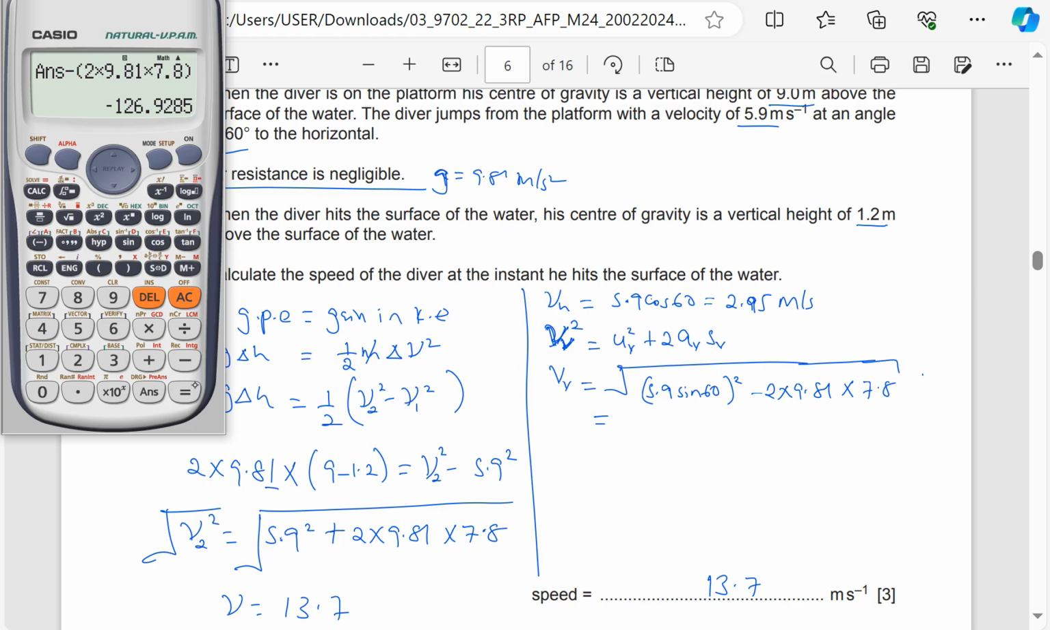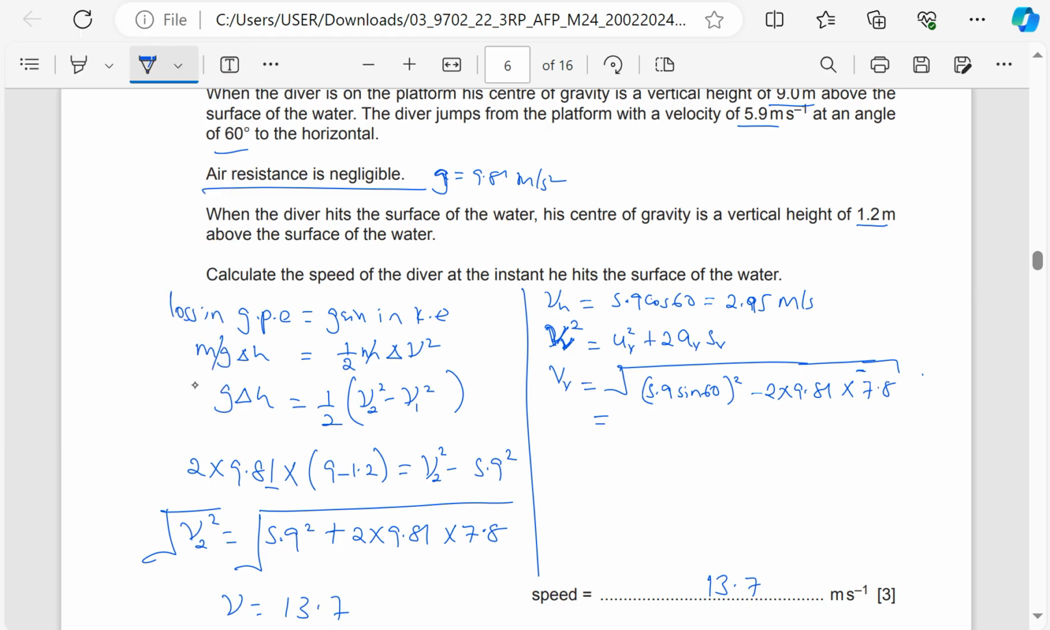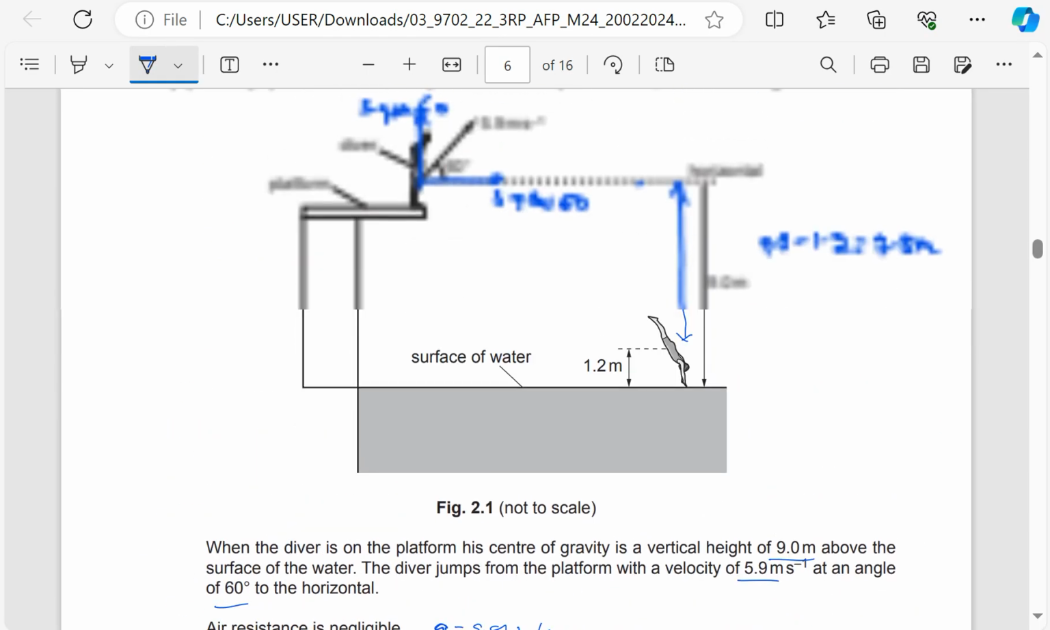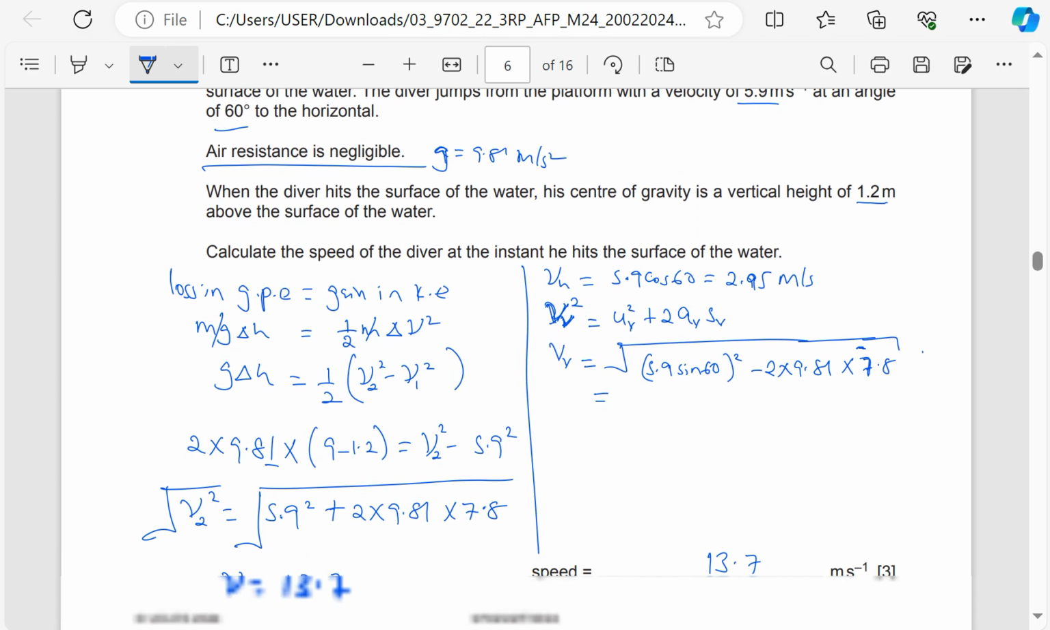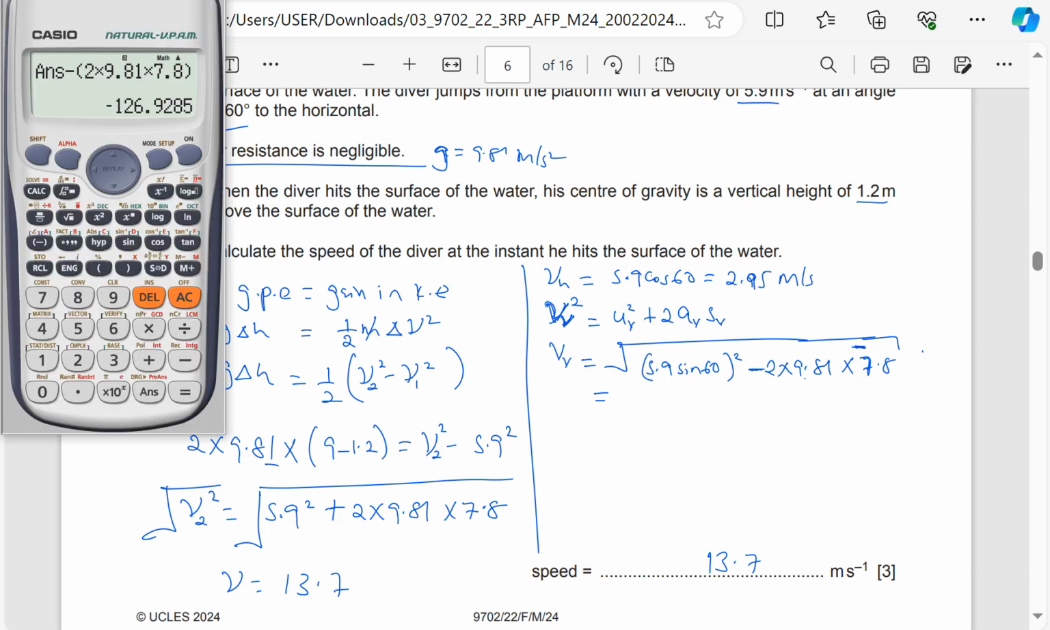Oh yeah, this should be, because if I consider displacement, the displacement is below the point of projection. This will be minus 7.8 because the resultant displacement is 7.8 below the point of projection, the point from which it fell. So here the sign of the displacement will be negative. So negative minus for g, and then this minus makes it a positive. So I'll just multiply this by -1. Then I find the square root.